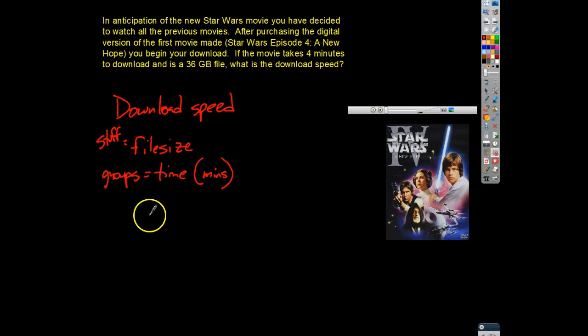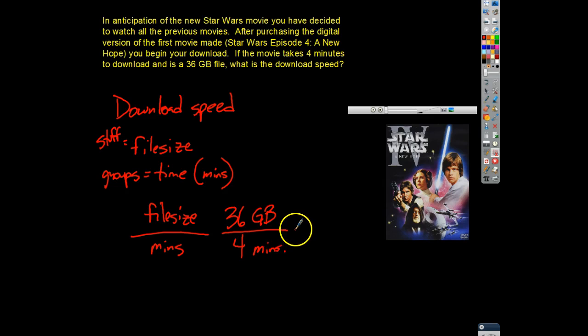Okay, so what I'm going to do is take file size, and we're going to divide it by minutes. Okay, this is what we're going to do. So let's just fill it in. So I've got my file size is 36. Let's do it over here, right? So I've got 36 gigabytes. Okay, this is how big it is. Divided by for every 4 minutes. So how many get downloaded per minute? Well, this is going to be equal to 36 divided by 4, which is 9 gigabytes for every 1 minute.